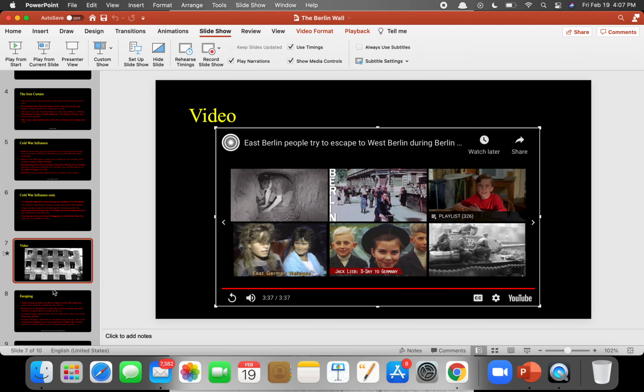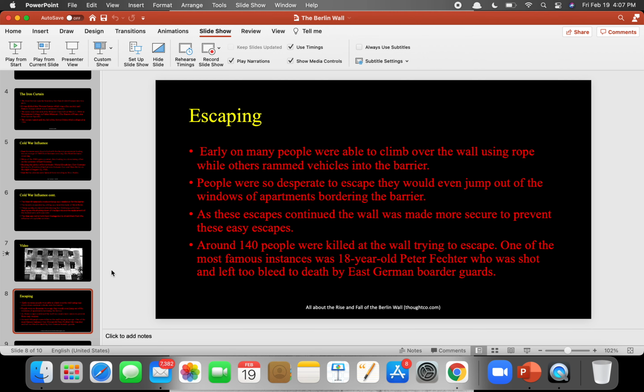Escaping. Early on, many people were able to climb over the wall using rope, while others ran vehicles into the barrier. People were so desperate to escape they would even jump out of windows of apartments bordering the barrier. As these escapes continued, the wall was made more secure to prevent the easy escapes. Around 140 people were killed at the wall trying to escape. One of the most famous instances was 18-year-old Peter Fechter, who was shot and left to bleed to death by East German border guards.